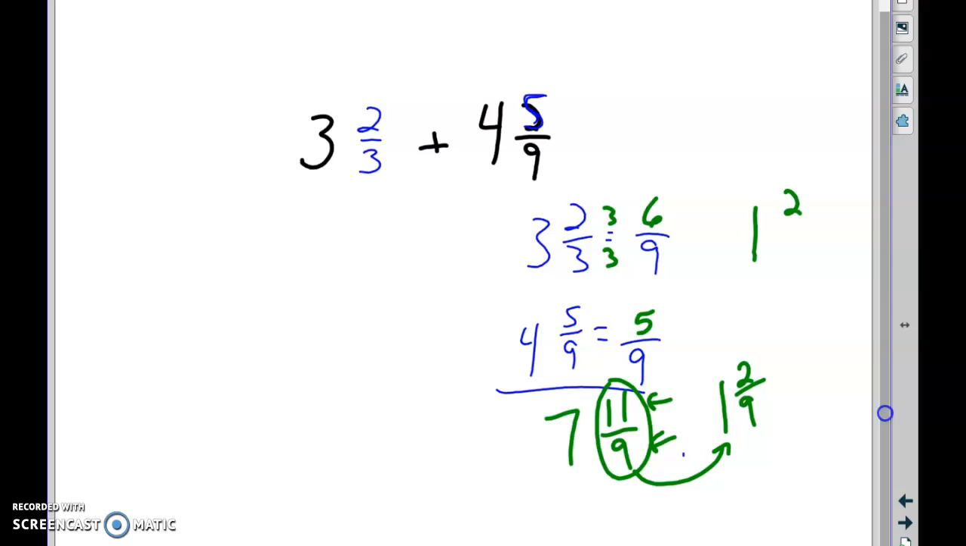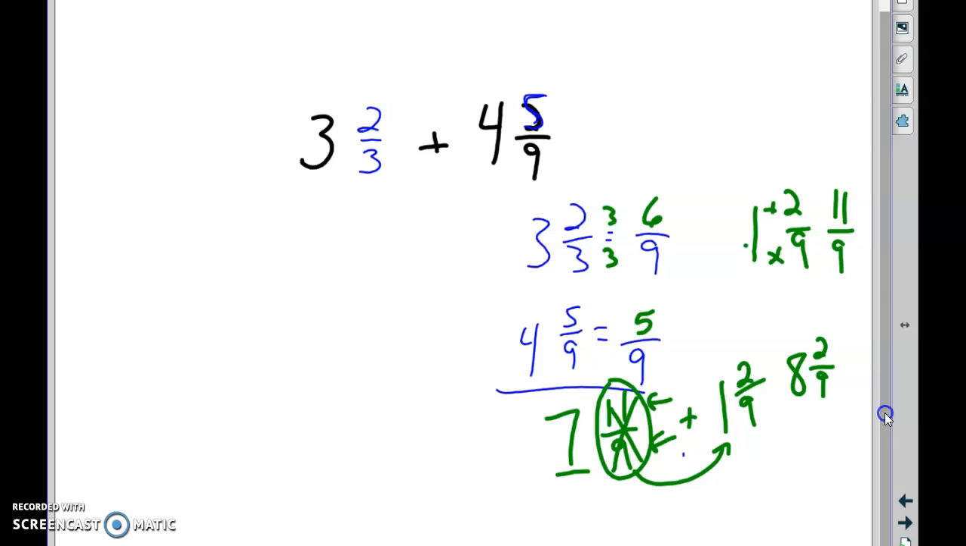And do you remember this? Making a little wheel, we could change it back to an improper again. You do 9 times 1 is 9, plus 2 is 11. Do you remember that? 11 ninths. Okay, the two are the same. So if we have 7 whole here, this has been renamed to 1 and 2 ninths, and we add that up, all together we get 8 and 2 ninths.